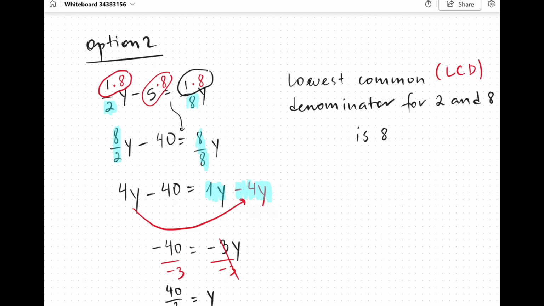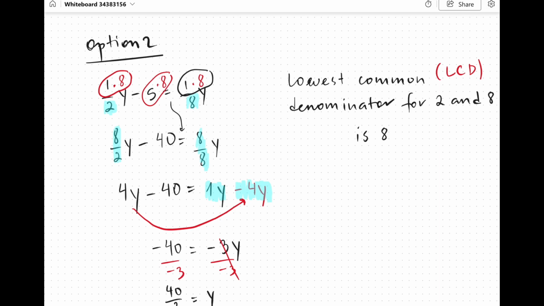Now remember, 40 divided by 3 is just a fraction. We cannot simplify it. And it does become positive since the 40 and the 3 were both negatives. And if you compare our answers, option 1 and option 2, they're exactly the same. So from now on, I will only be using option 2, but again, you're welcome to not use it and operate on fractions like I showed in option 1.